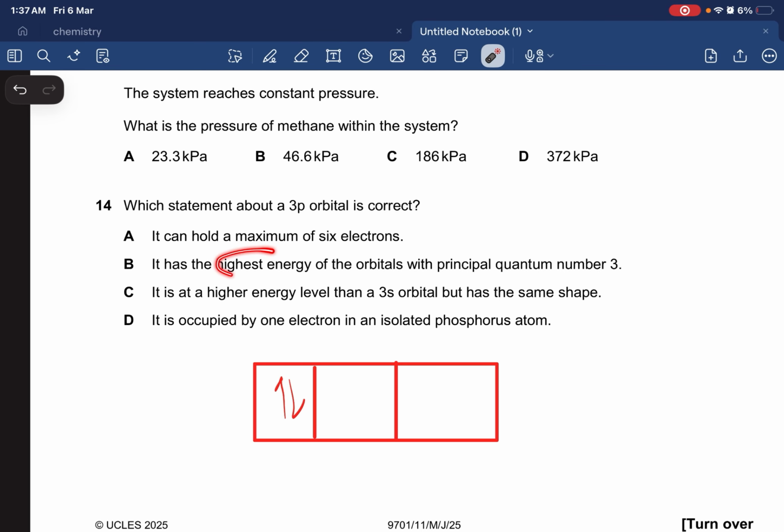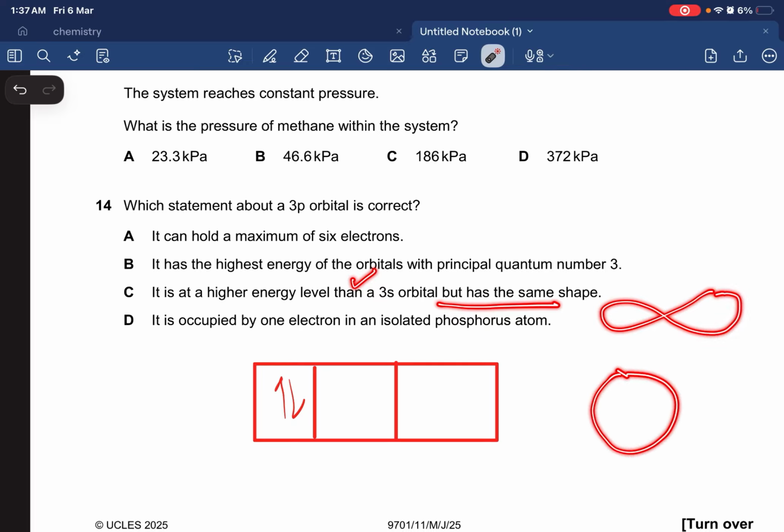It has the highest energy of the orbitals with the principal quantum number 3. No, the highest energy is going to be 3d, not 3p. It is at a higher energy level than the 3s orbital. Yeah, it is at a higher energy level, but has the same shape. No, 3p is going to be like this and 3s is going to be like this. That is the shape for the s orbital, and this one is the shape for the p orbital.